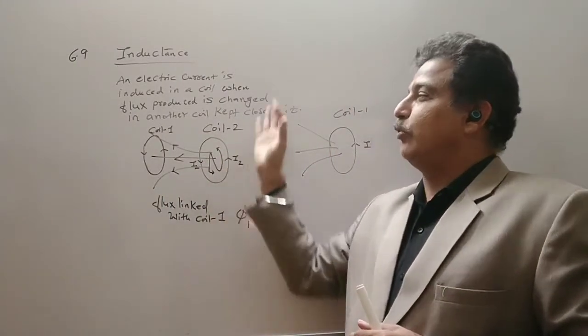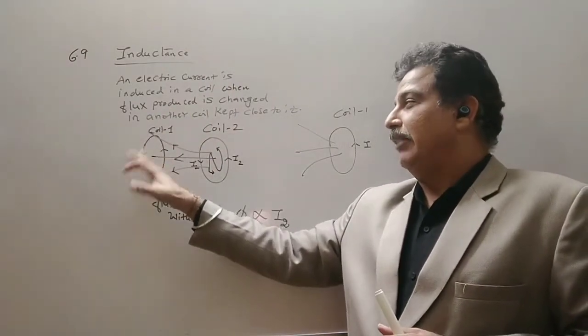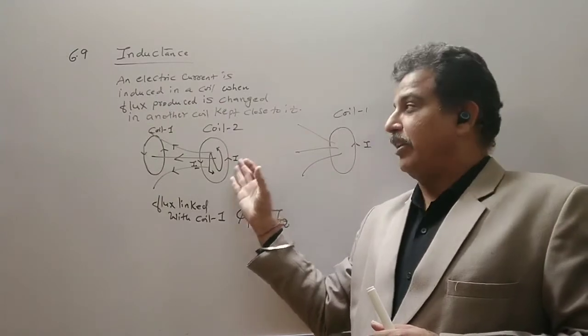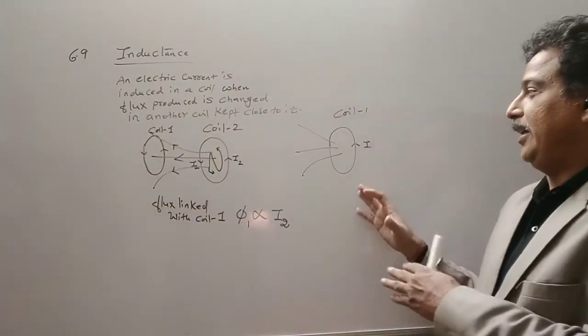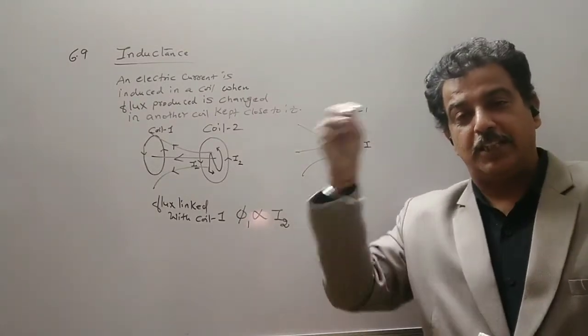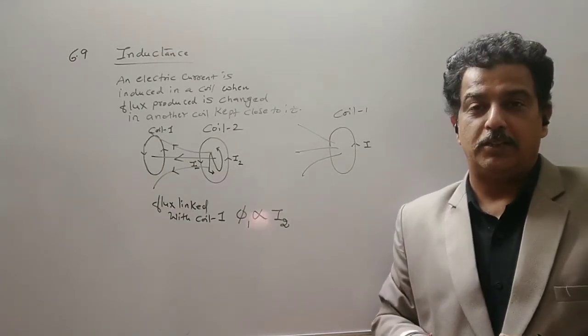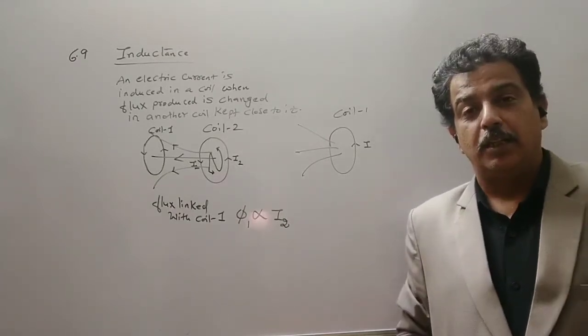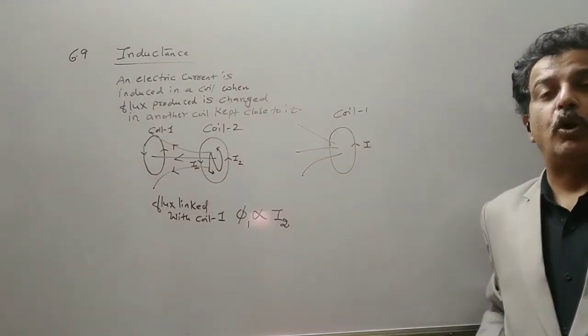The flux is linked with another coil kept close to it. If I change the current in this, the flux linked with coil 1 will also change. But here I have a current in the same coil. The flux changes in the same coil, but Lenz's law does not allow the change. It opposes the change. So this change in the flux is linked with the coil itself.